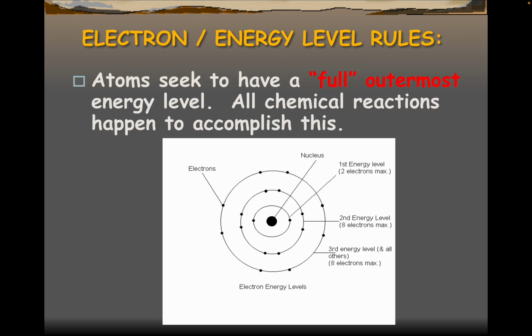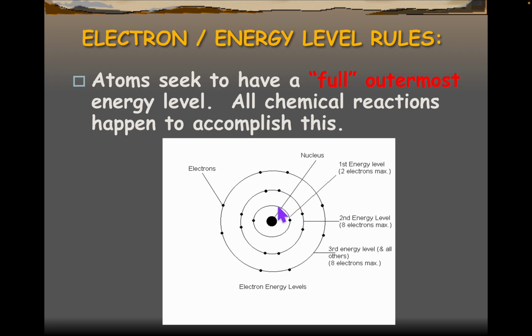Atoms seek to have a full outermost energy level. So one of the things I like to say is 8 is great. As a non-chemistry person, stupid little sayings like that help me remember things that are important. So all chemical reactions happen just to accomplish this full outermost orbital. So that's really important to remember.